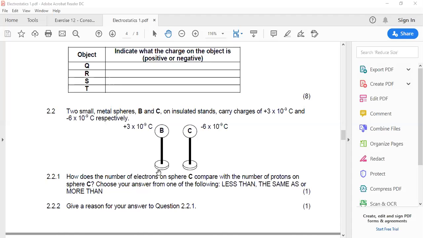Then we've got mega. Mega is a million, so it's 10 to the power 6. Then you've got giga, 10 to the power 9. Then you've got your tera, 10 to the power 12. Clear? So that's the one that you have there.